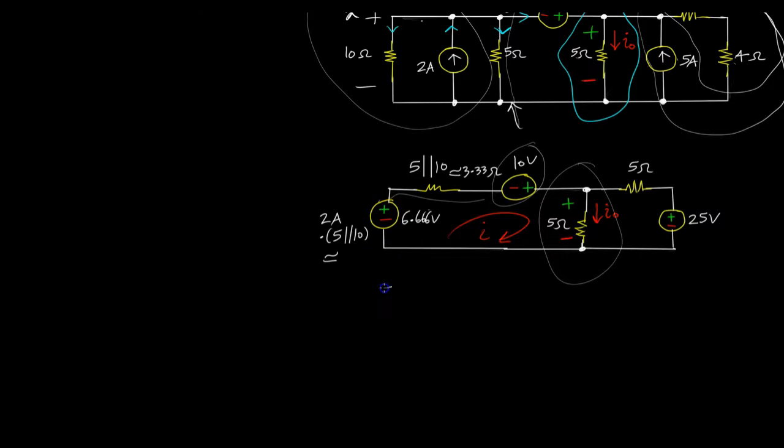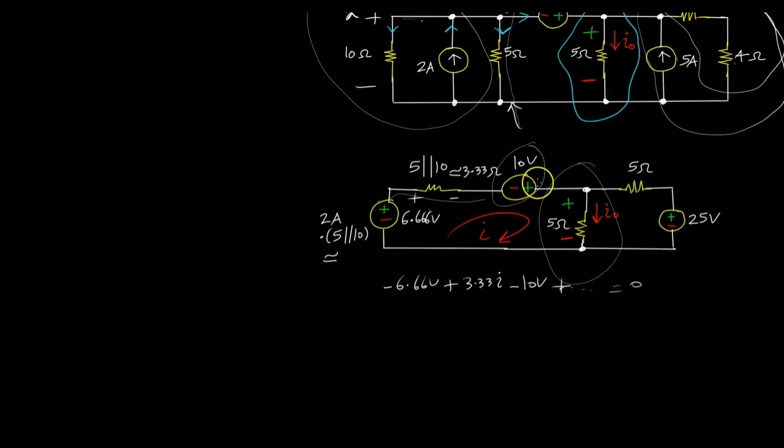You would go up and see a negative 6.66 volts or so, roughly. Then if I assign this polarity here, I would see positive 3.33i. Then I would see a negative 10 here. Let's ignore everything else because it doesn't change for this particular step. And so it's going to be dot dot dot equals 0, whatever it may be.